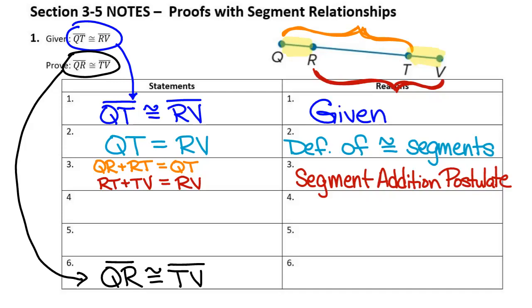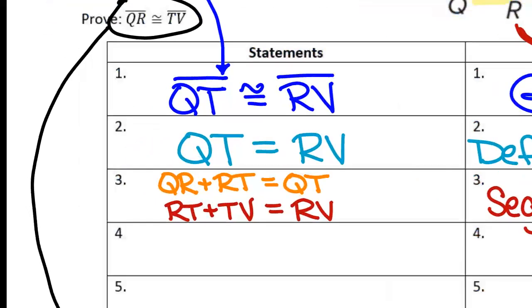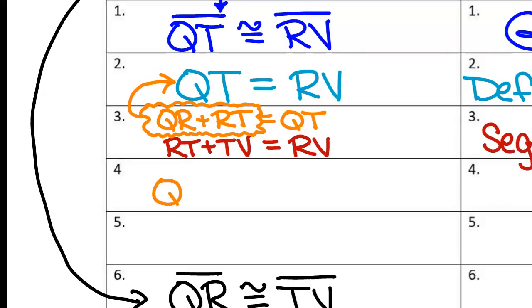Remember, the whole goal, why we're doing this, we want just QR and just TV left at the end, which we said means I need to get rid of RT from both of them. Well, we are going to take this side of the equal sign, QR plus RT, because that has the RT that I want to take away. It's going to replace QT right here. QR plus RT took the place of QT because they were equal in size.